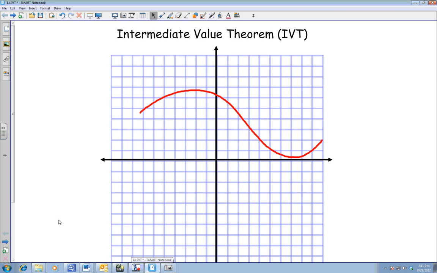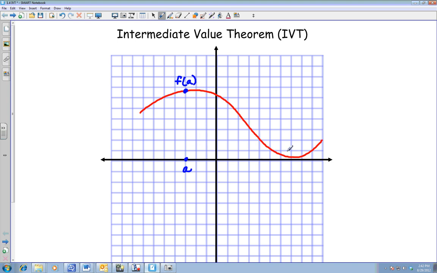This is the second part of section 1.4, and we're talking about the intermediate value theorem, or sometimes it will be referred to as IVT. Here's what the theorem is basically saying: if I have a graph, it doesn't even have to be a graph, but if I have values, I'm going to pick a point. This is point A. So this is the height at point A. So this would be my y value, or another way to write that is f of A.